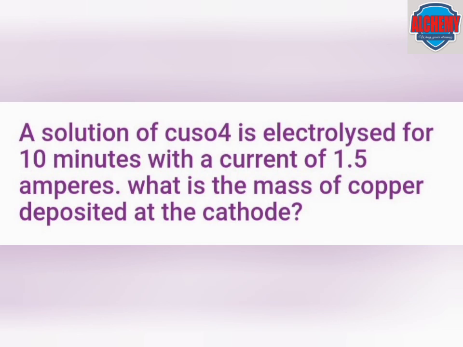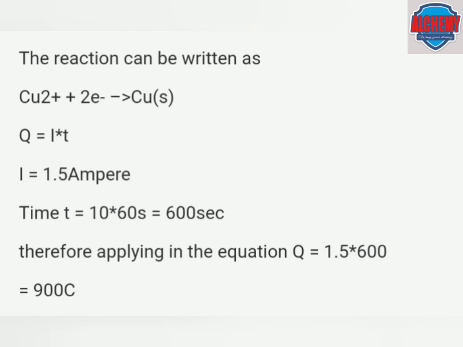A solution of copper sulfate is electrolyzed for 10 minutes with a current of 1.5 amperes. What is the mass of copper deposited at the cathode? The reaction can be written as Cu2+ + 2e- gives Cu. That is the reduction of copper. Now we know that Q is given by I into T, where I is 1.5 ampere of current and time is 600 seconds. Substituting in the equation we get Q equals 900 coulomb.